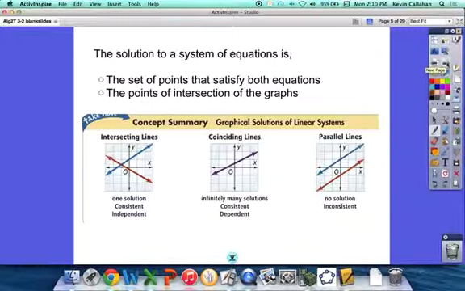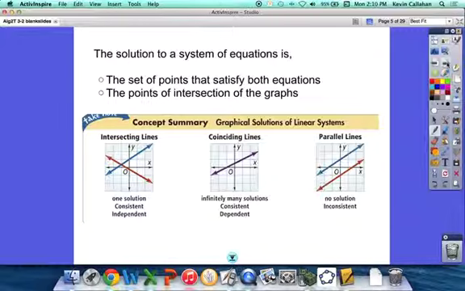Okay, the solution to a system is the set of points that would satisfy every equation. If it's just 2 equations, then it would be the points that satisfy both equations. In terms of the graph, it's where do the graphs intersect. That's the solution. Right? Just look for where the two graphs intersect. Those are the answers.